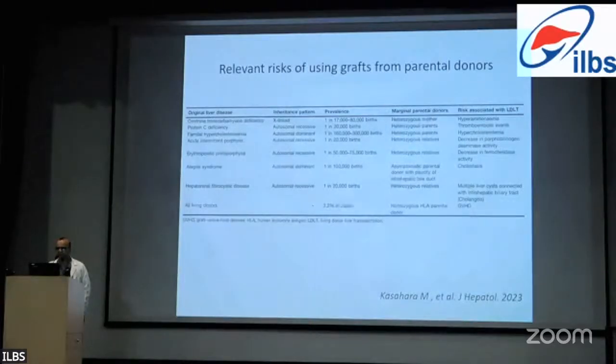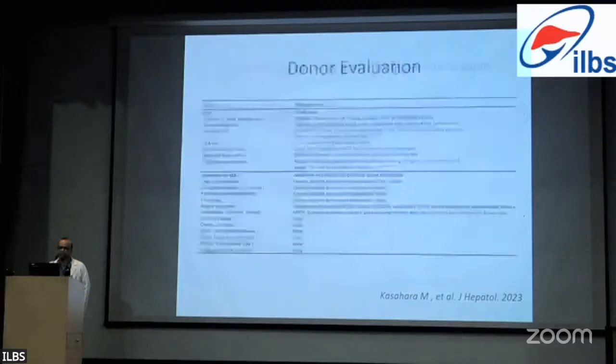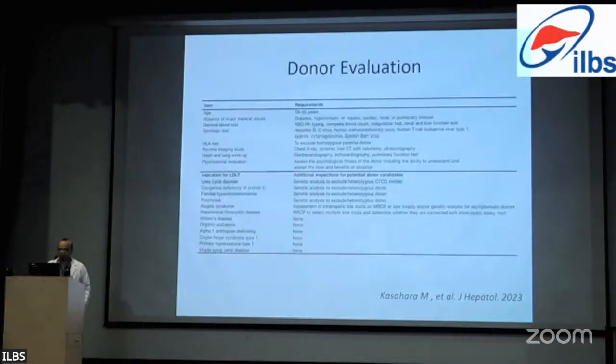Alagille syndrome is asymptomatic, but there might be some biliary changes, and MRCP is mandatory before taking a graft from such a donor because there is a risk of cholestasis after transplant. In hepatorenal fibrocystic disease, for all living donors, it's better to go for HLA matching because homozygosity is associated with graft versus host disease. So the donor evaluation protocol, as we follow in the first part, has a second part specific to the disorder.